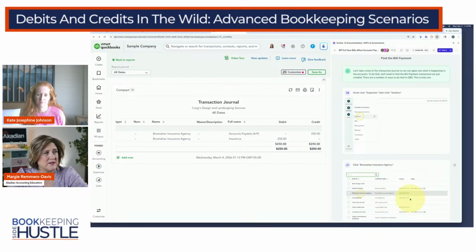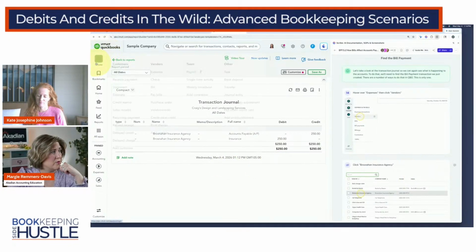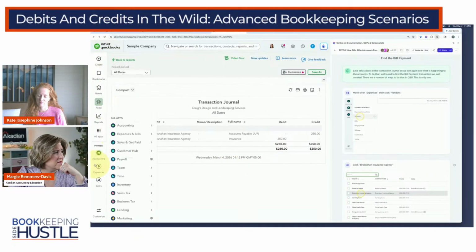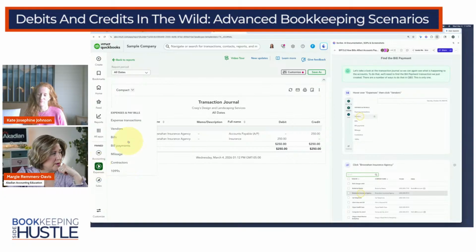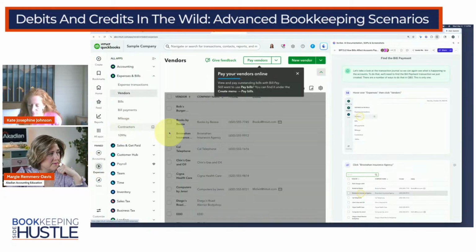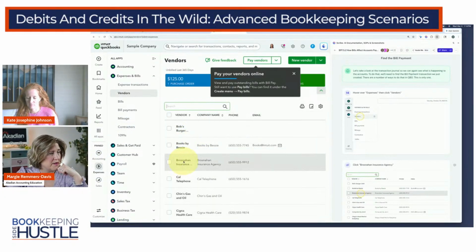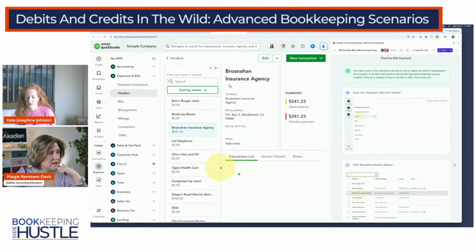Okay. All right. So now we're going to go back. Now what we want to do is the same thing that we did with the bill. We want to look at the bill payment and see what happened. Okay. So in order to do that, I have to go find that bill payment. It's not as easy as just looking at the bill itself. So I'm going to hover over expenses right here. And then I'm going to go to vendors. I'm going to click Brosnahan Insurance Agency.